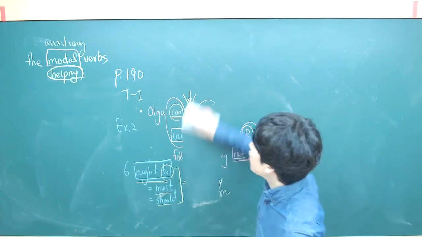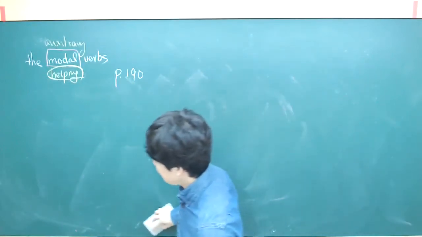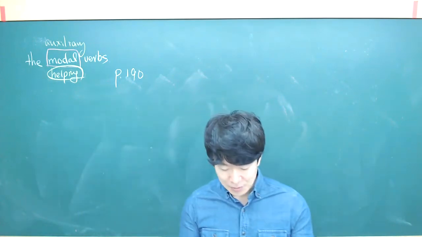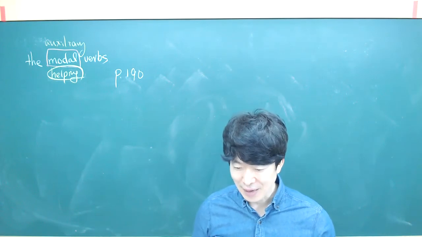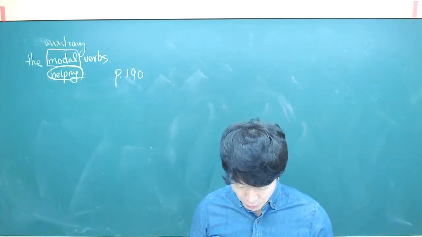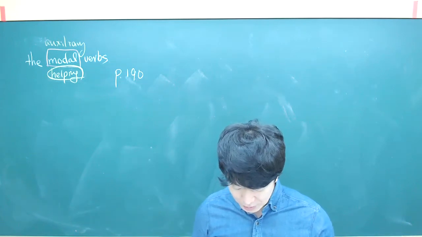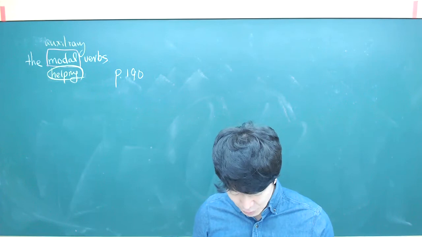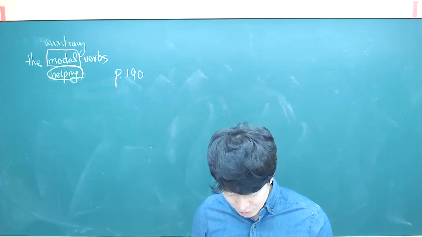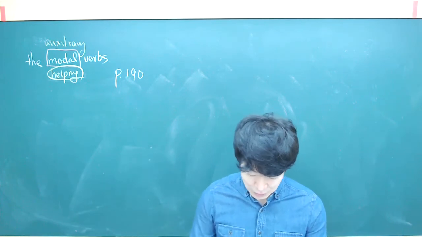7-2. From now on, we study many examples of modal verbs. 7-2 expressing ability, can and could. I can do it. I am able to do it. So let's check it out in your textbook, page 191, 7-2. A, Bob can play the piano. You can buy a screwdriver at a hardware store. I can meet you at Ted's tomorrow afternoon. So can expresses ability in the present or future.